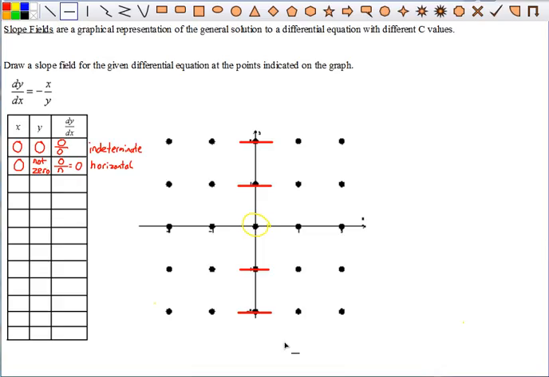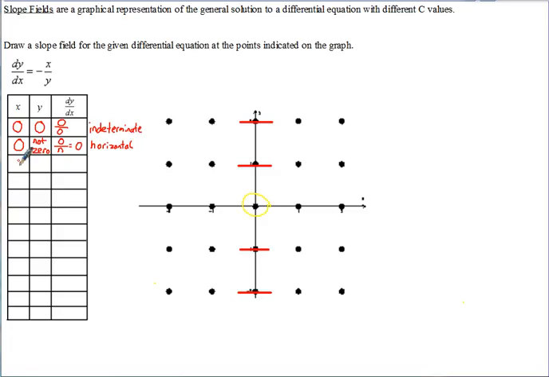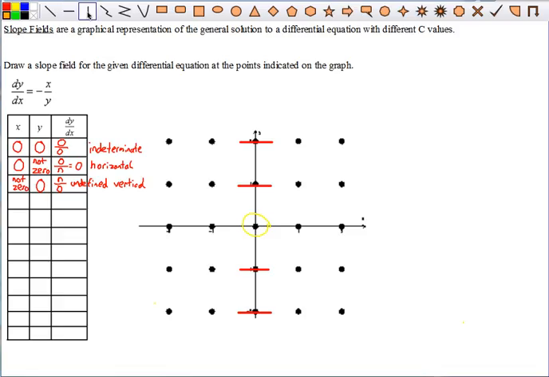What if x was not 0, so the numerator is not 0, and the denominator is 0? Well, then you get some number over 0. That's called undefined. An undefined slope is when you have a vertical. So at the points where the y coordinate is 0 and x is not 0, so with y equals 0, you have vertical tangents. And the slope field is made up of a bunch of mini tangents.